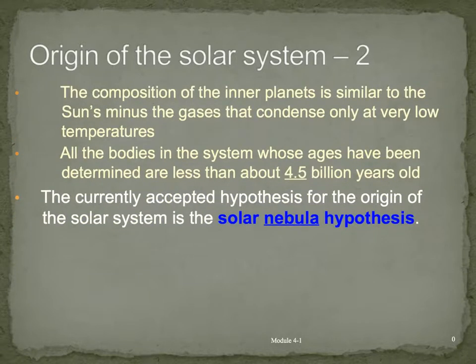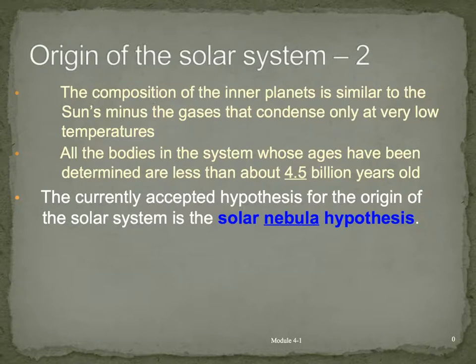Number 4, the composition of the inner planets is similar to the Sun in that they both have iron, nickel, magnesium, silicon, and sulfur. The inner planets, however, do not have hydrogen and helium. Number 5, all the bodies in the solar system are less than 4.5 billion years old. The current accepted hypothesis that takes all of these into consideration is the solar nebula hypothesis.